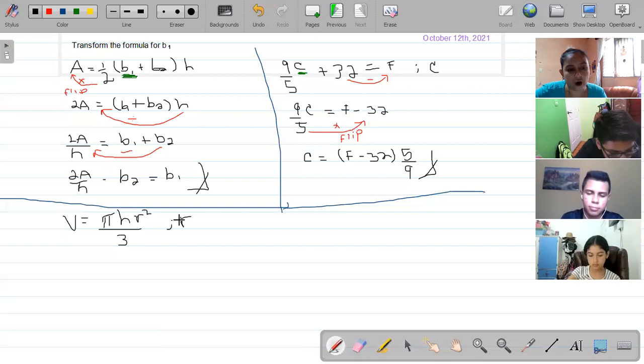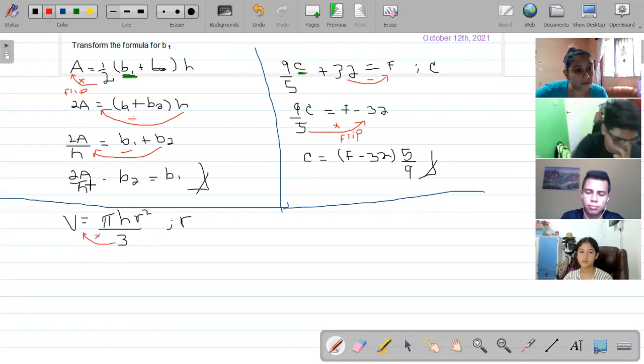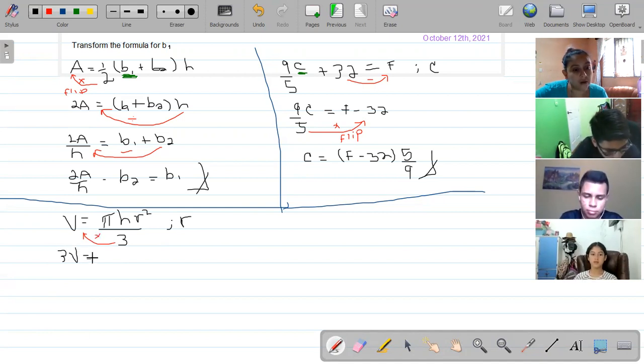So we're going to simplify for r. And that's why I reminded you that the inverse operation of an exponent is a root with the same power, okay? So in this case, the 3 is dividing, so it goes to the other side. If it's dividing, it goes multiplying. So we have now 3V is equal to pi h r squared.